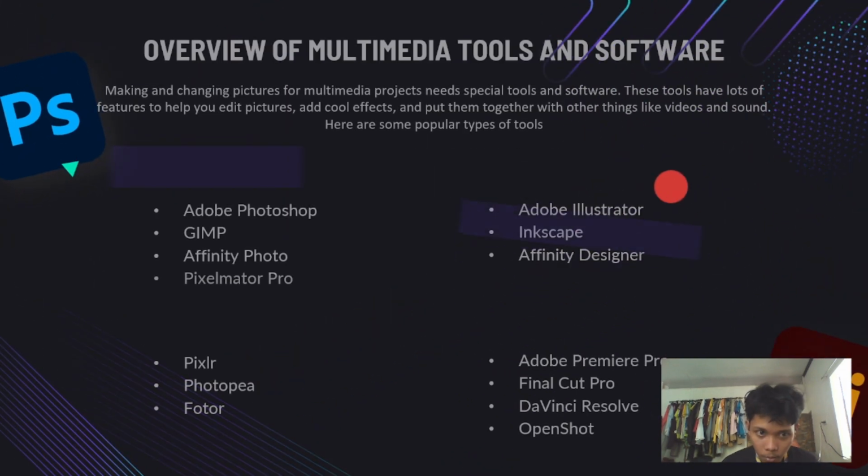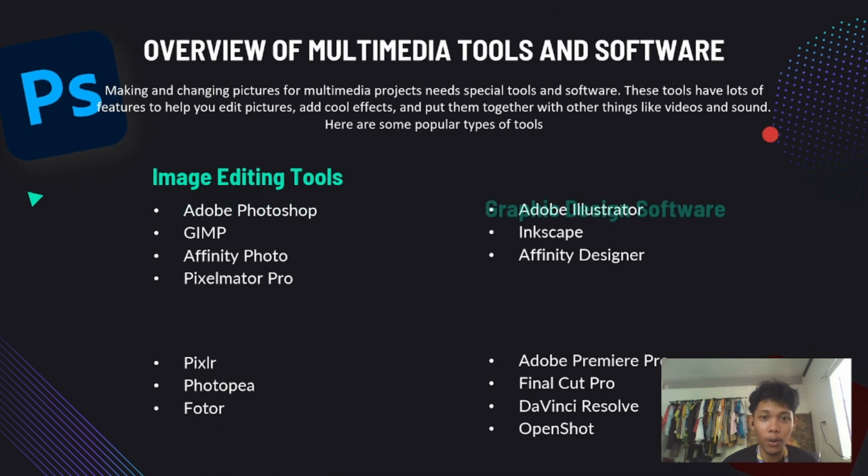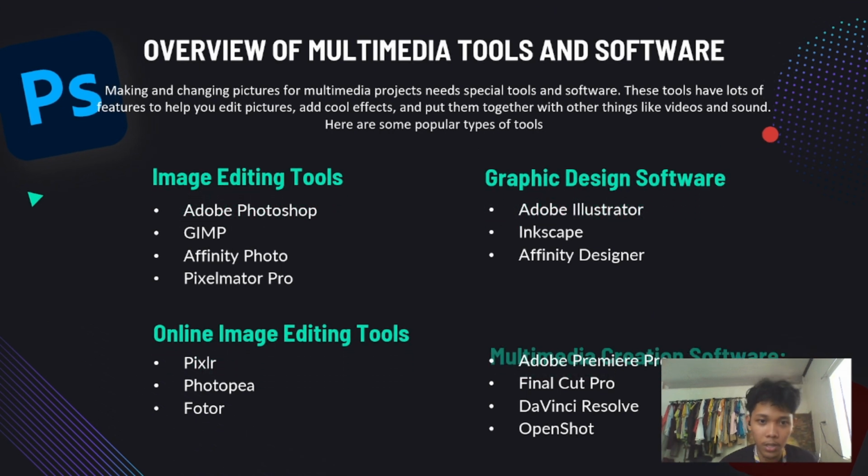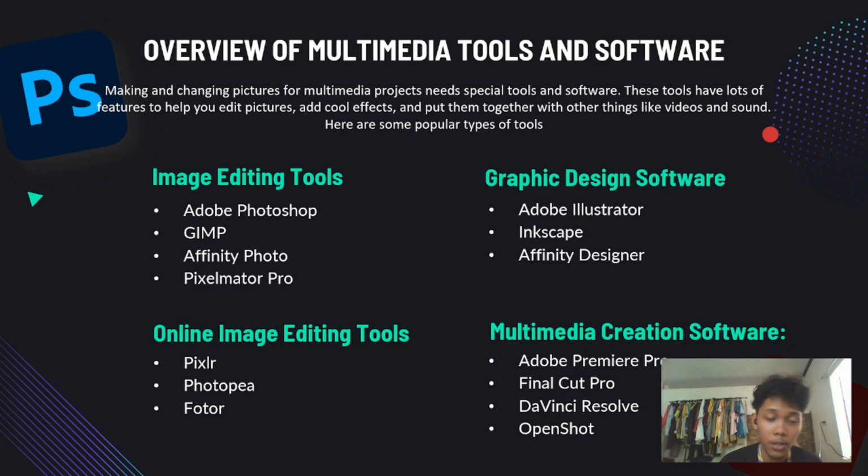Next is the overview of multimedia tools and software. So these are the tools and software that you can use to create images. Making and changing pictures for multimedia projects needs special tools and software. These tools have a lot of features that let you edit pictures with cool effects and put them together with other things like videos and sounds. Here are some popular types of tools.